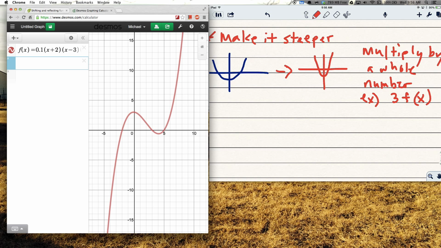I'll get rid of this guy. So if I take this red function and I want to turn it into something that is steeper, I can multiply f(x) by a whole number. And so you'll notice that every step of the way now, this blue function is steeper than the red one. It's because I multiplied by a whole number.